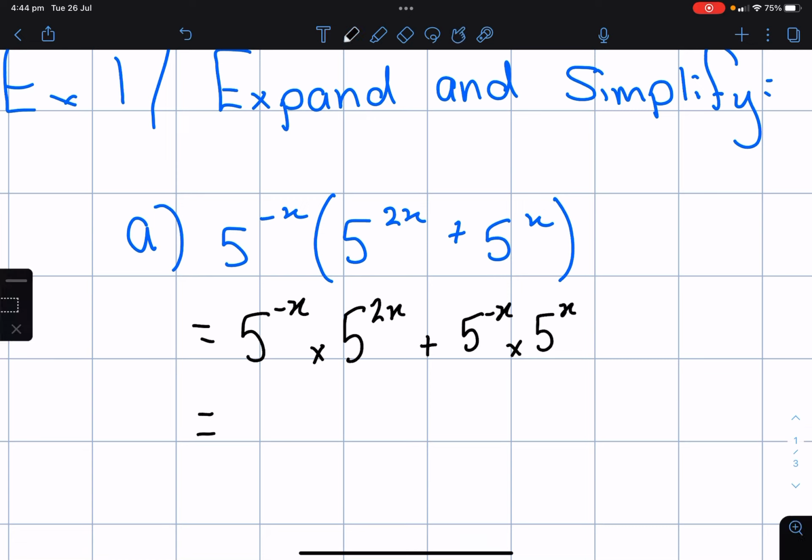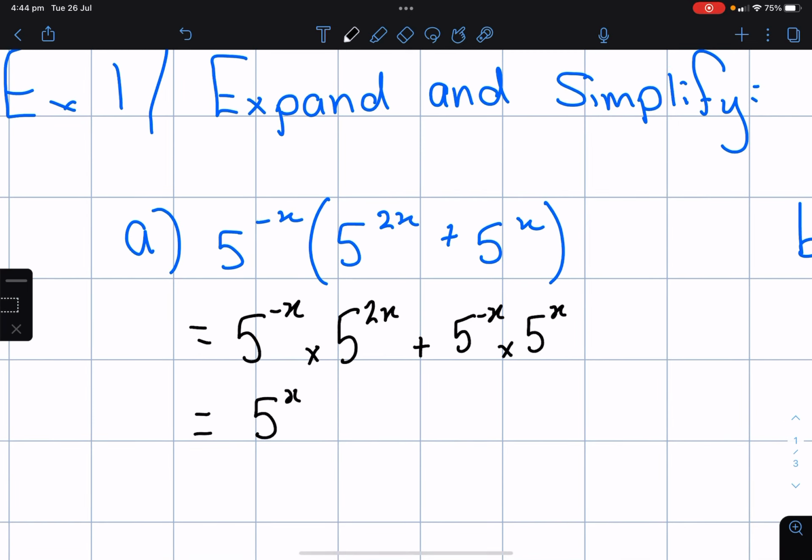All right, so 5 to the power of negative x times 5 to the power of 2x, we add the indices, so it's negative x plus 2x. That is 1x, so 5 to the power of x. Now, 5 to the power of negative x times by 5 to the power of x is negative x plus x, which gives me 0. So 5 to the power of 0, and we know 5 to the power of 0 gives me 1. So that actually expands out to be 5 to the power of x plus 1.